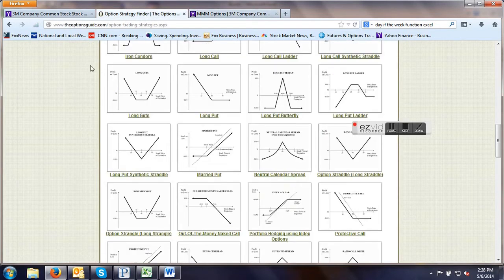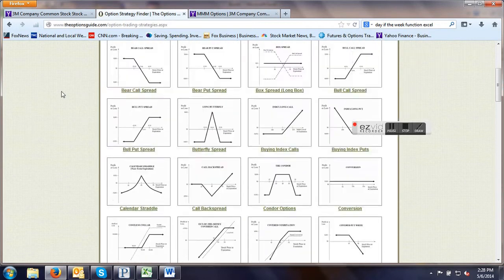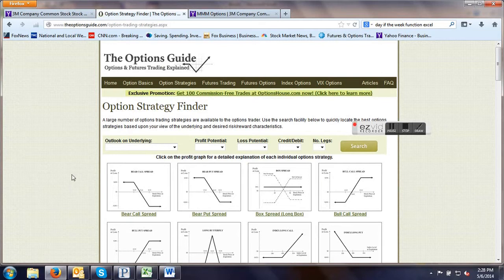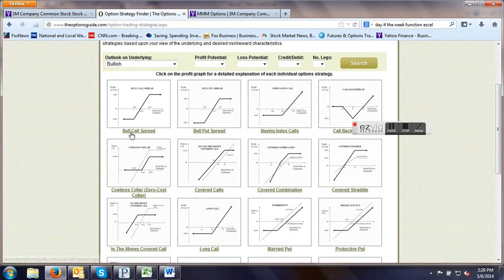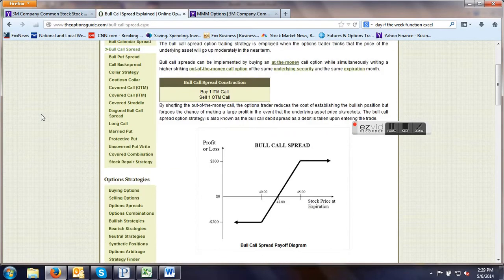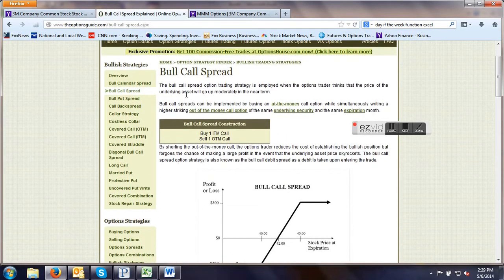Let's go over the strategy first. This is the option strategy finder. The link is on the directions for this assignment. We're interested in bullish trading strategies. Click on search here. And what I'm going to do is a bull call spread. So we'll click on that to look at the details of it.